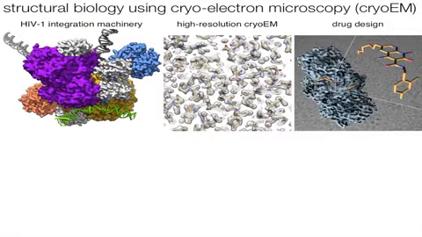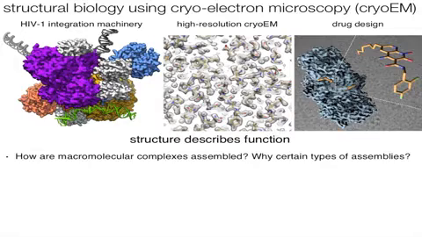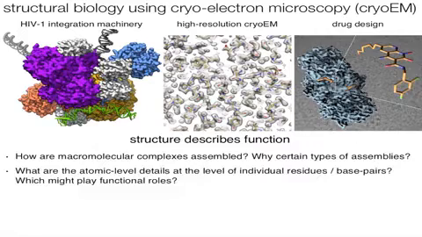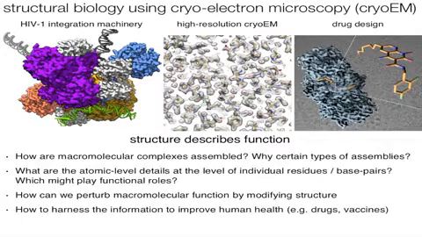So my lab is a structural biology lab. We use cryo-electron microscopy, or cryo-EM, to understand macromolecular structure. Why study structure? Well, structure describes function. So we are interested in not only understanding how macromolecular complexes are assembled, but why certain types of assemblies might occur. We're interested in the atomic level details at the level of individual residues and base pairs, which of these may play functional roles. We want to know how to perturb macromolecular function by modifying the structure, and ultimately would like to harness the information to improve human health, so thinking more specifically about rational drug and vaccine design.